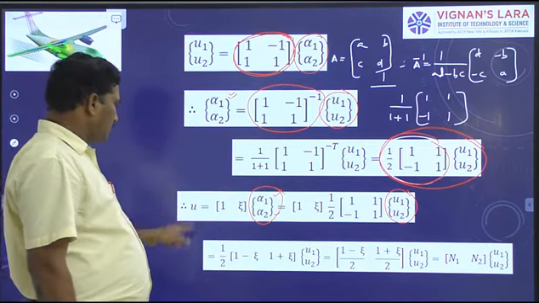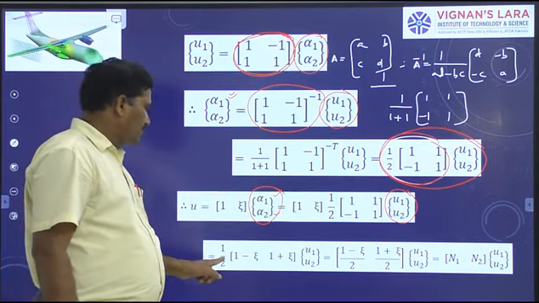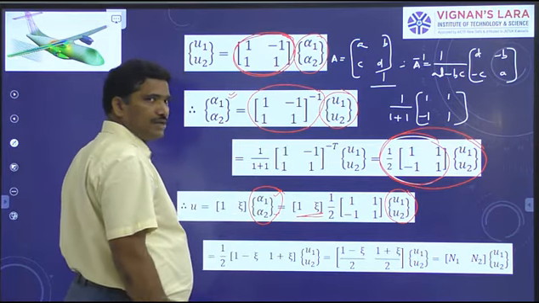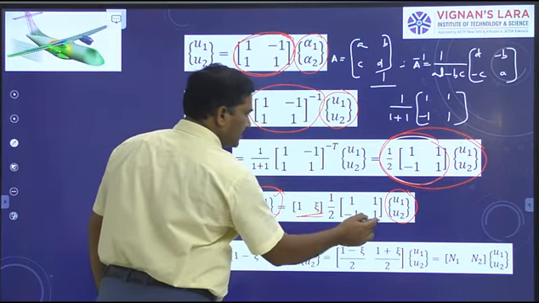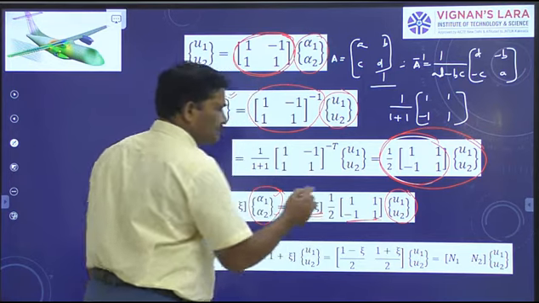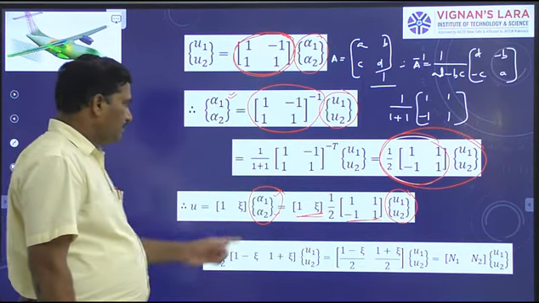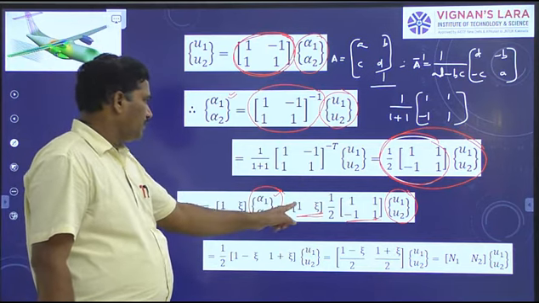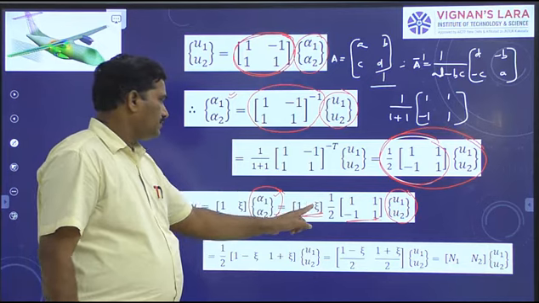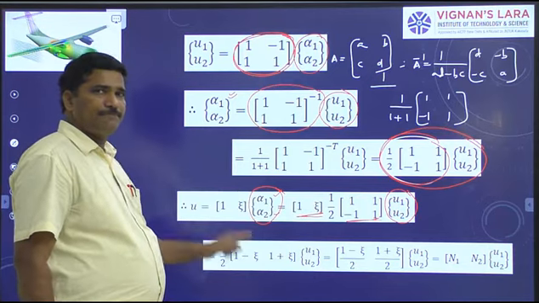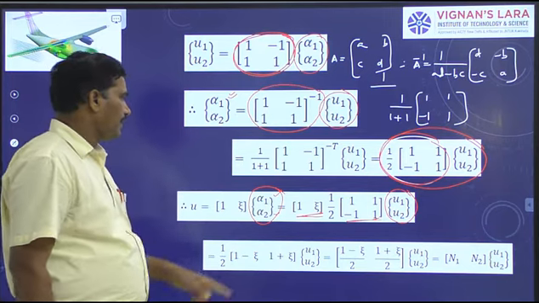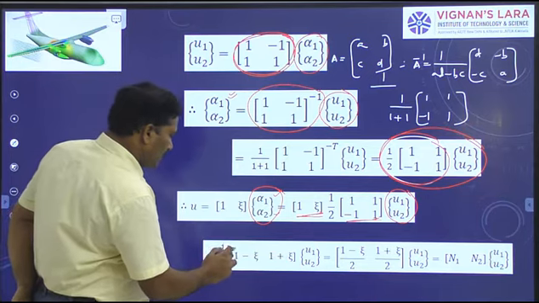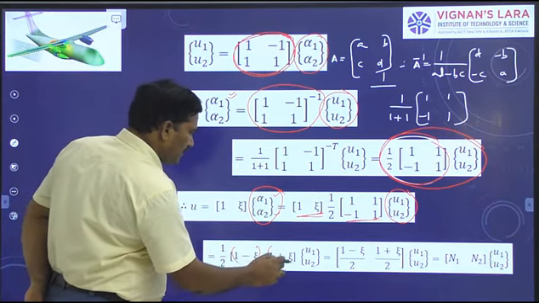Again, u equals 1 by 2 into, now this is a row matrix of size 1 by 2. This is a 2 by 2 matrix. Now multiply these two. When you multiply these two, how do you get? You see here, 1 into 1 plus j into minus 1, 1 minus j. Next, 1 into 1 plus j into 1, 1 plus j. 1 minus j, this is one element. 1 plus j, this is another element.